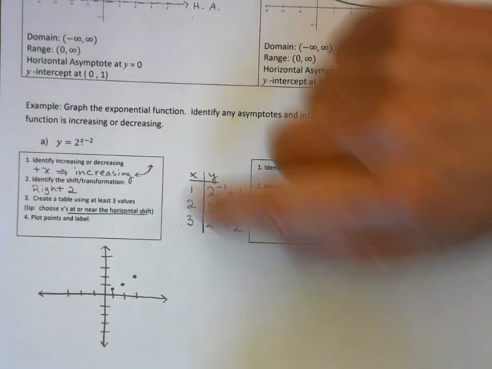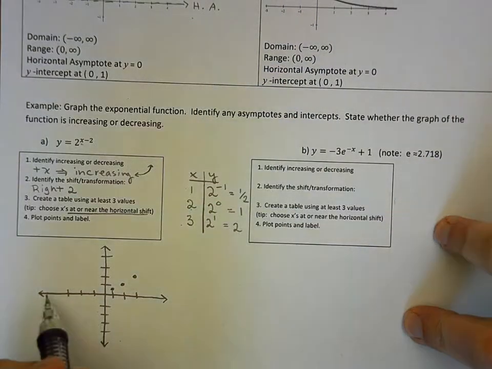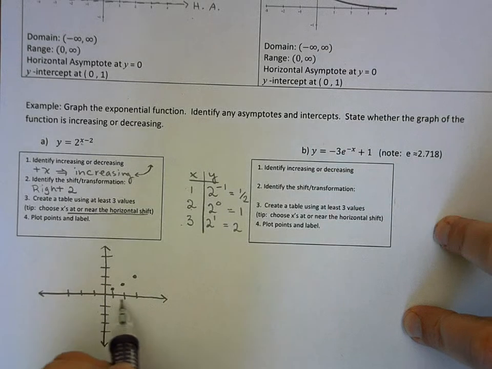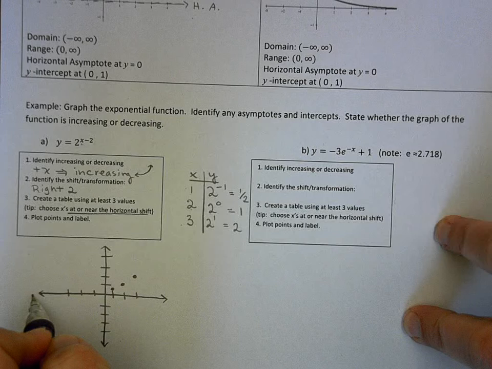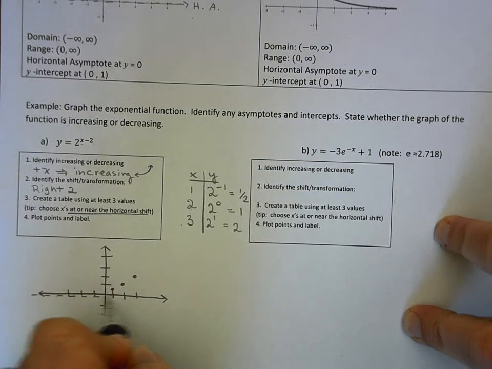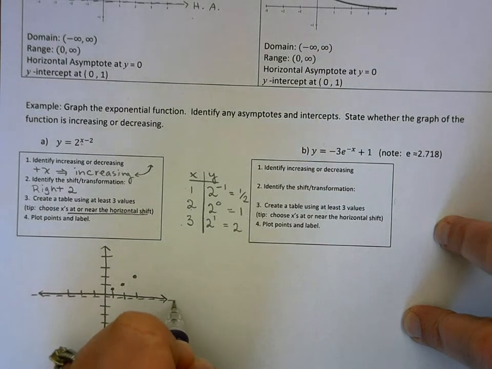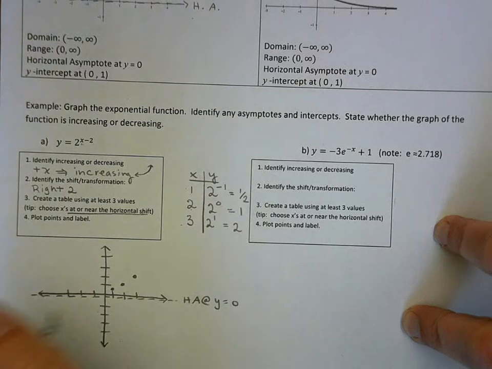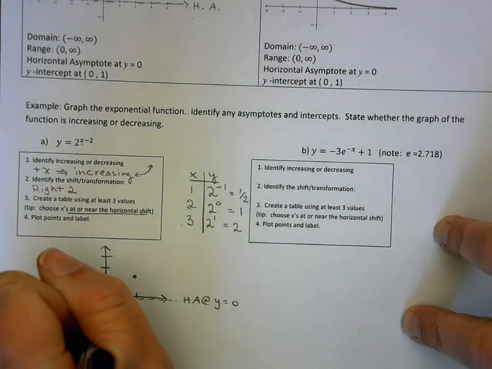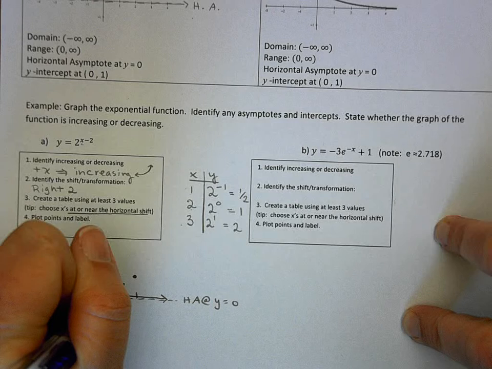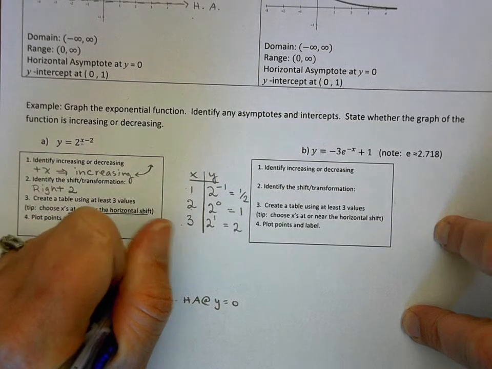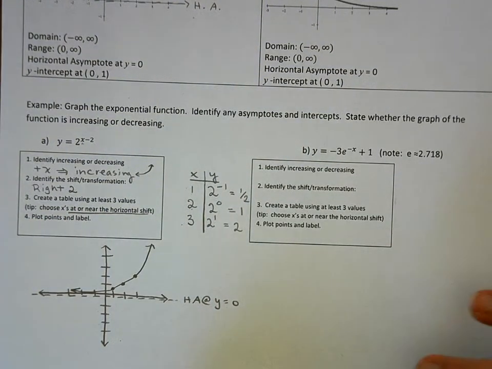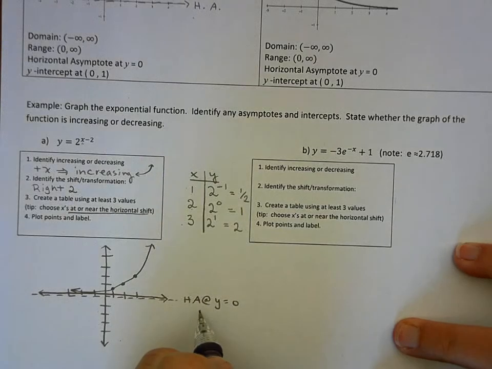Because I only went left or right, my horizontal asymptote, which I know is normally the x-axis, if I slide that right 2 units, it doesn't go anywhere. It's still a horizontal asymptote. I have to identify it, so I'm going to mark it as horizontal asymptote at y equals 0. And then for my graph, I'm going to do that, trying not to cross my horizontal asymptote. Okay, and so there's my horizontal asymptote.